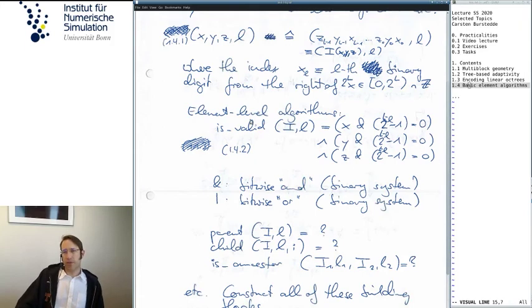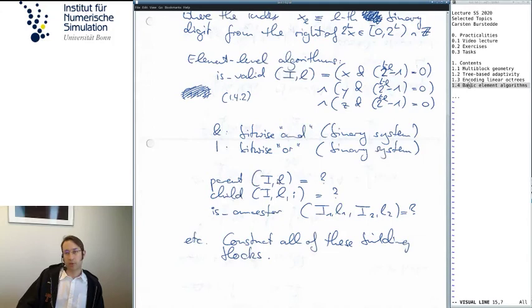So this is our first element level algorithm. It's just a function that says, is this combination valid? Of course, I'm inputting I, but I'm asking for x, y, z. This is only possible if I of x, y, z is a bijection, which in this scheme clearly is the case.